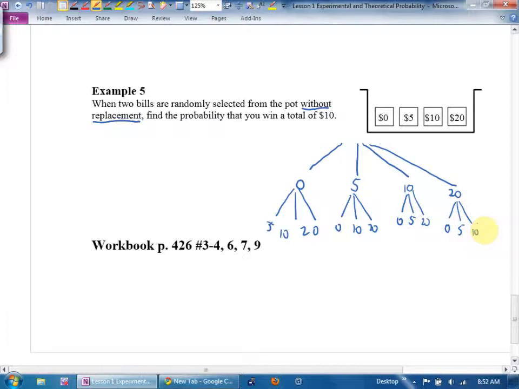How many outcomes are there this time? Not 16. Yeah, 4 times 3 if you're trying to bring in the fundamental counting principle. Yes. Probability of $10 is 2 out of 12.